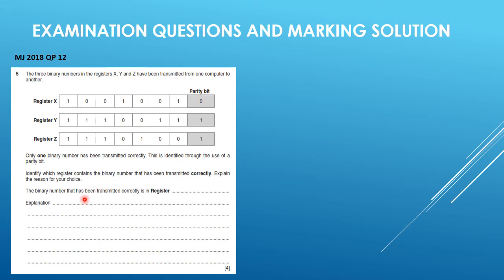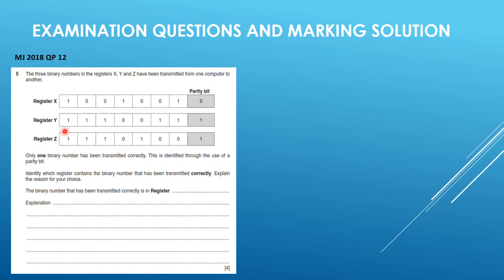Okay, so here we need to identify which of these three registers is correctly transmitting the binary number. According to the even parity rule, we need to check this. In register X there are three ones and the parity bit is set to 0. Rather, it needs to be 1.